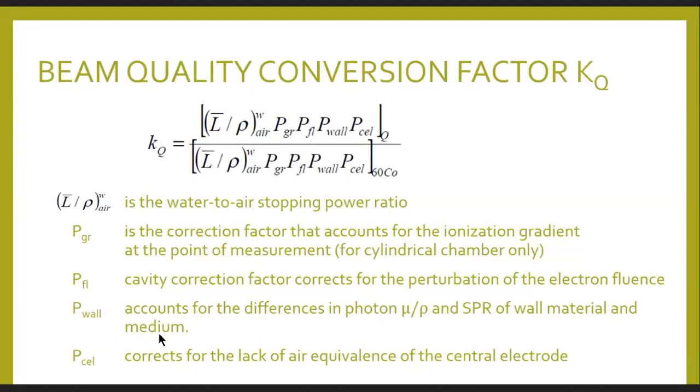And then P wall, that accounts for the differences in photon mass energy absorption coefficient and the electron stopping power ratio of wall material and medium. And the last perturbation factor is the central electrode correction factor, which accounts for the lack of air equivalence of the central electrode.